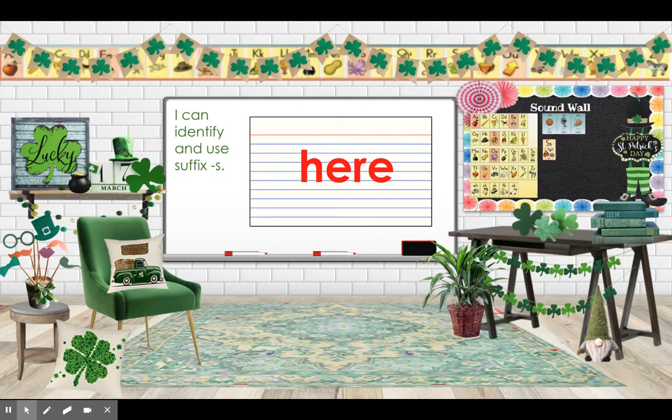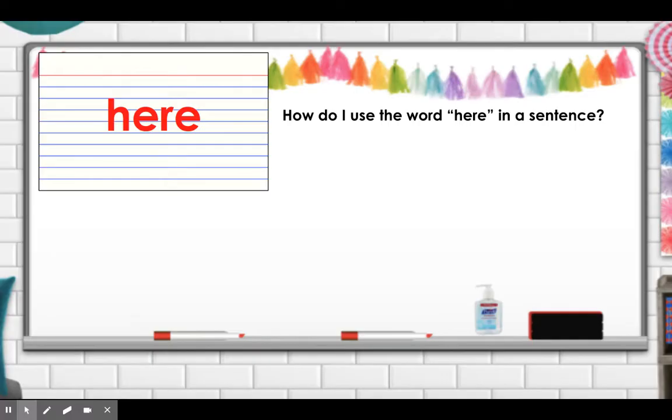The last trick word we are going to learn is here. So here is also a place. How do I use the word here in a sentence? Tom, come here.